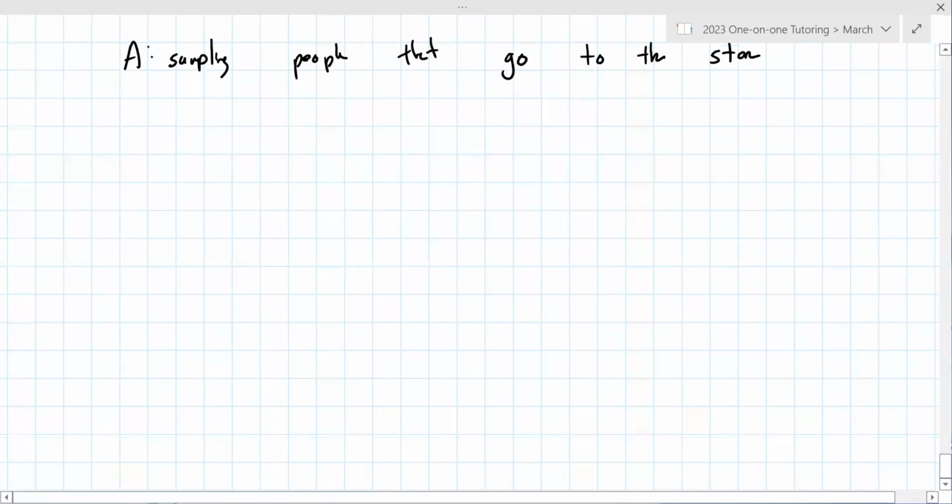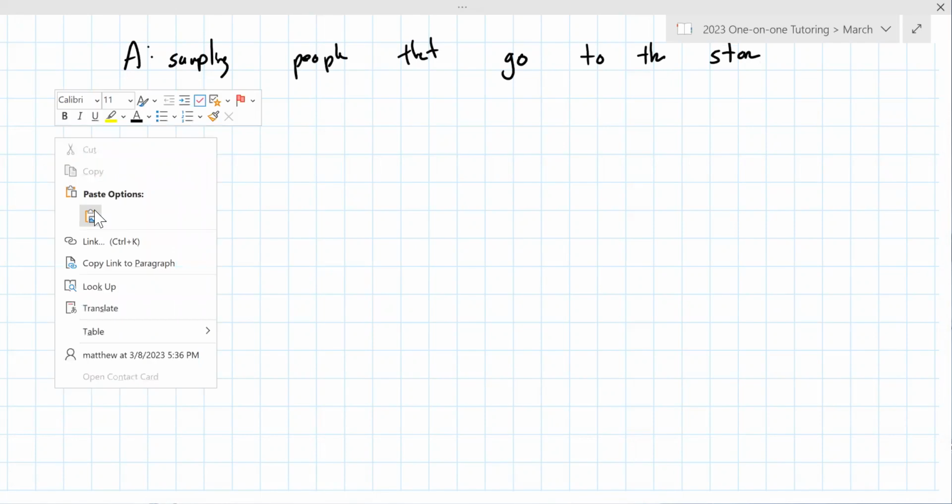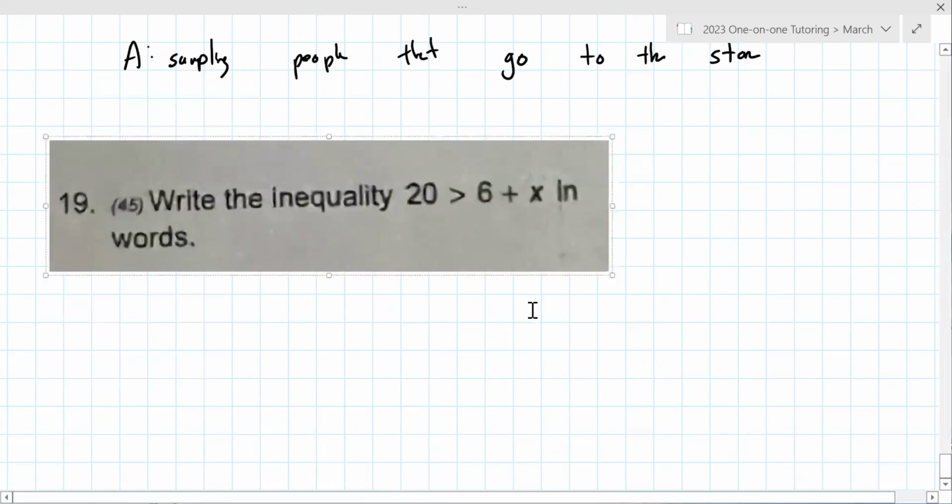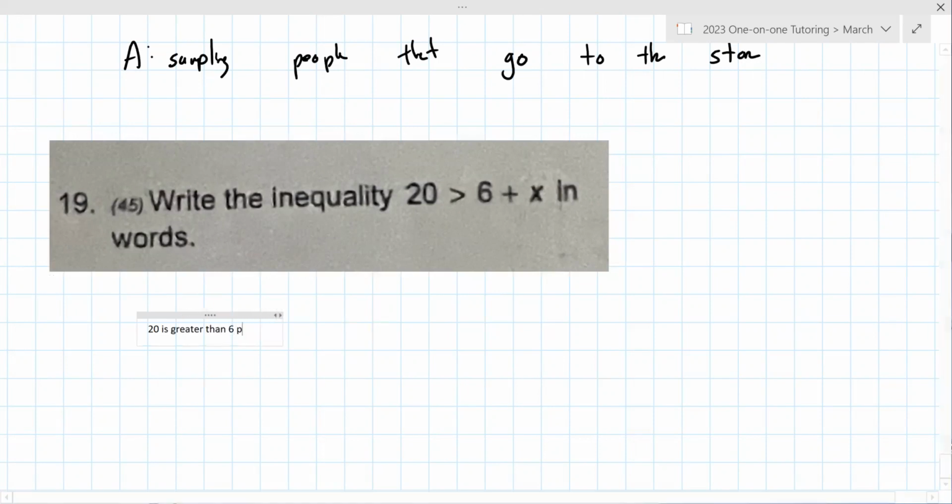Okay. Ooh, this is tough. They're basically asking you to write the question. How would you do this? So, 20 is greater than 6 plus a number.